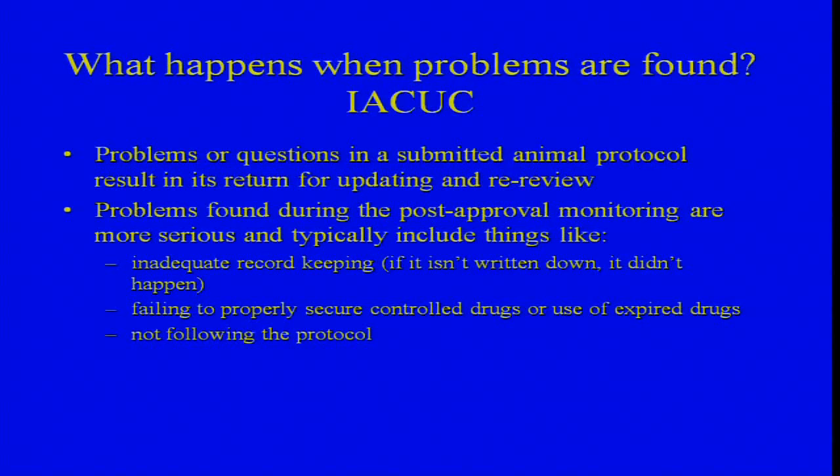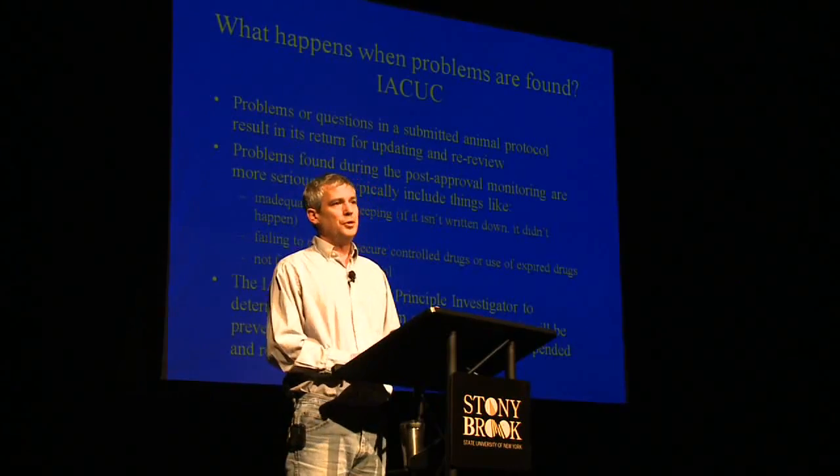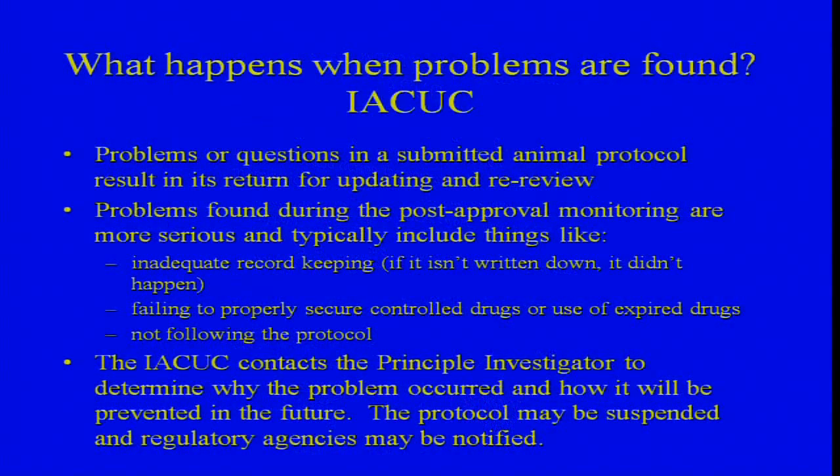And obviously the worst potential problem would be not following the protocol, and that usually is the most serious if you have a protocol deviation. So when any of these things happen, what we do is the IACUC will then draft a letter and send it to the investigator asking, this is the problem that we encountered, why did it happen, and how are you going to prevent it from happening in the future? And for the most part, it's pretty straightforward, and there are no problems subsequent to that. If the problem is serious enough, then again, the protocol may be suspended and the regulatory agencies may have to be notified.